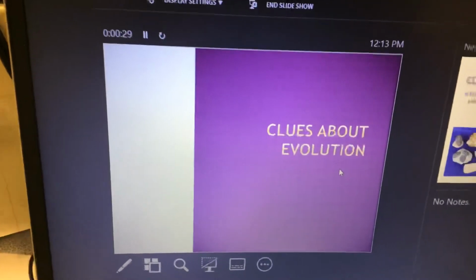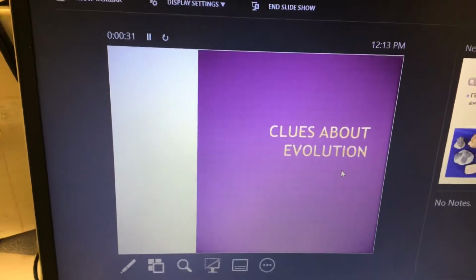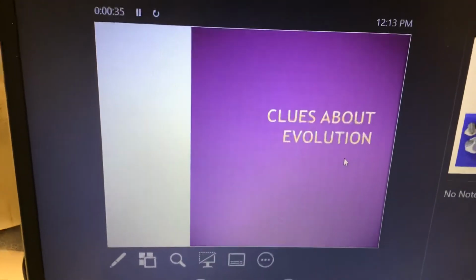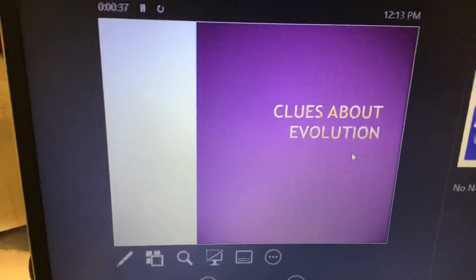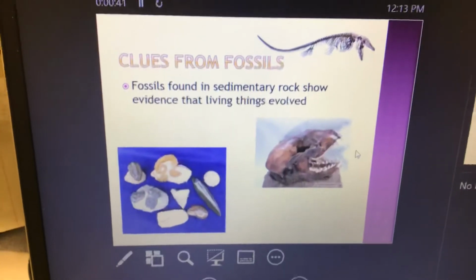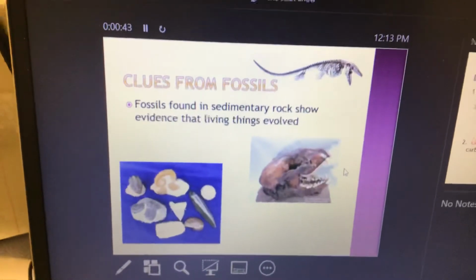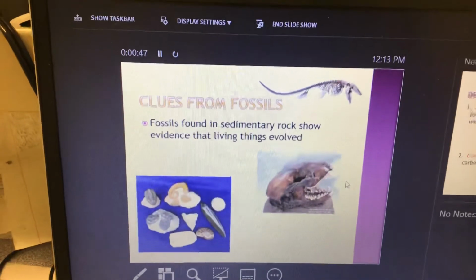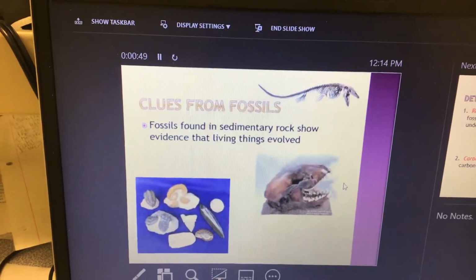Today's topic is going to be clues about evolution. Basically, evidence for evolution. Why don't you just write fossils? Let's write down fossils. Fossils are clues for evolution.